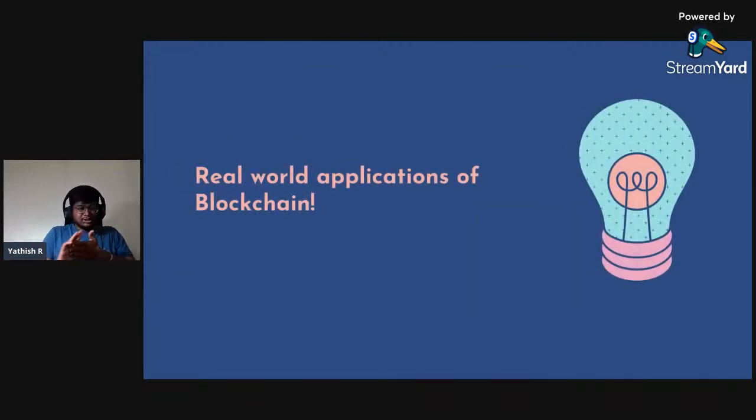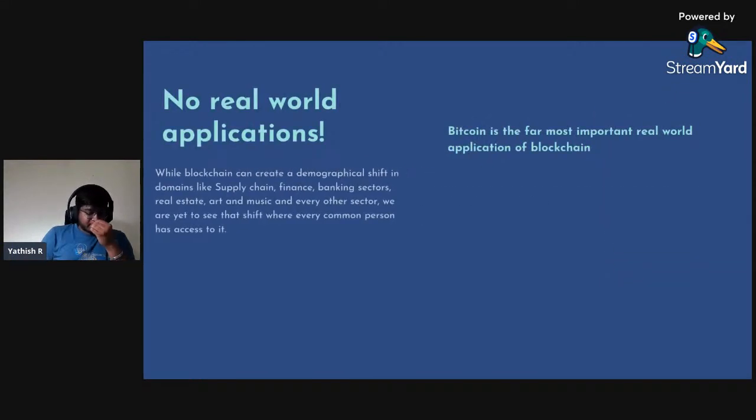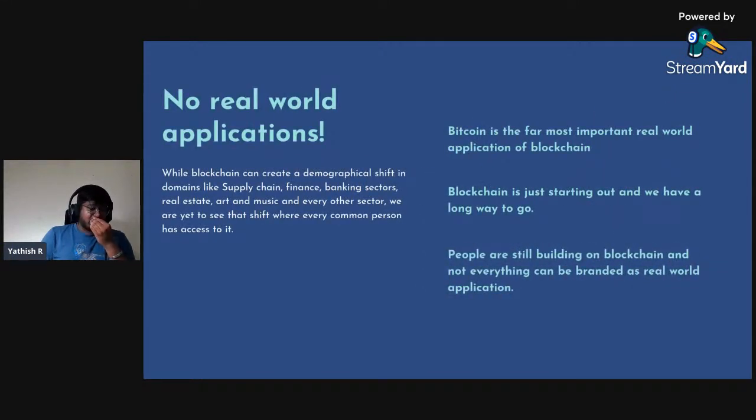So, real world applications of blockchain. For me, when someone asks this, I say there are no real world applications other than Bitcoin. You might ask why. Because when someone asks what the real world applications are, there are certain requisites that I need, right? In order to make it real world, it should be usable by any common person out there. It's not just people who are well versed with the technology who are using it, but anybody who is not even well versed with the technology should be able to use it.